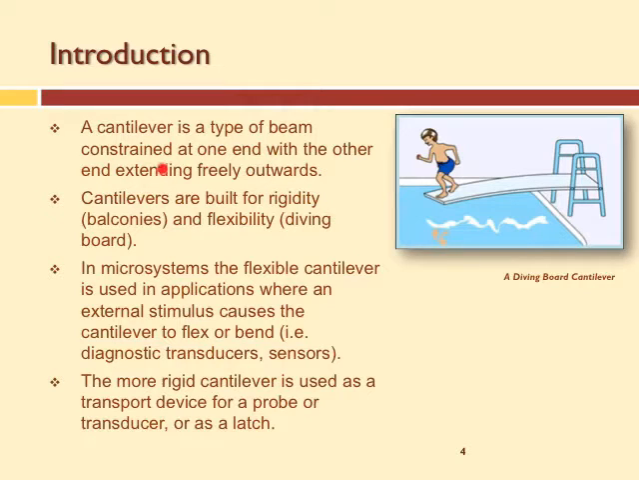They can be built to be rigid, like a balcony. You don't want a balcony to be too flexible. Or really flexible, kind of like a diving board. So we use cantilevers and that flexing capability in applications. Transducers are one way of using it, and transducers change one form of energy to another. And sensors, you're going to use it to sense something. The more rigid cantilevers are used as a transport device for probes, or a latch. If you're probing something, you don't want it to be too flexible. You want to be able to feel the surface. Just for probing things as well.